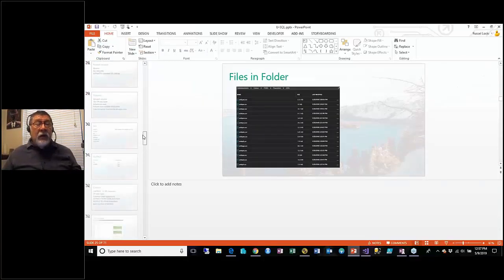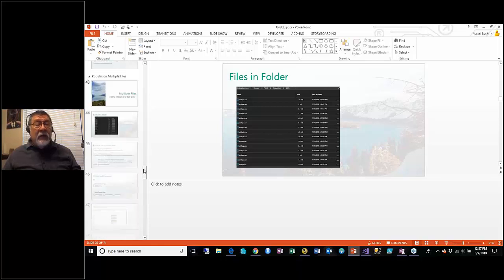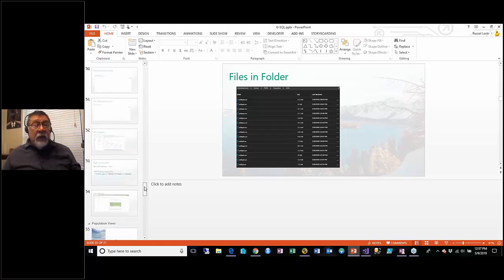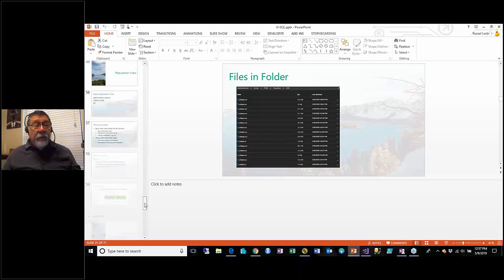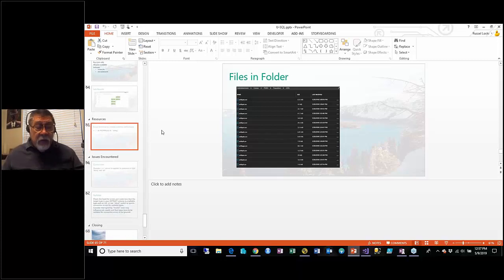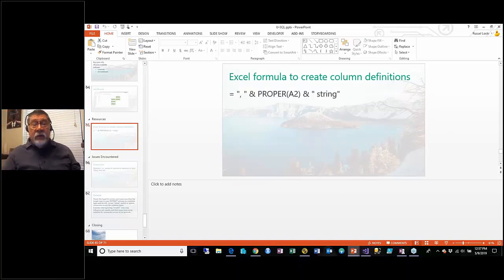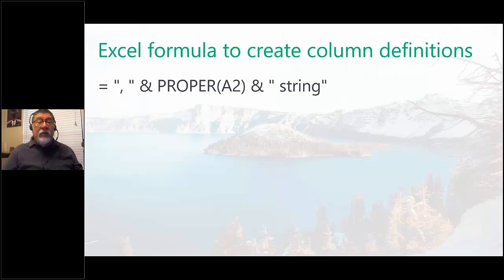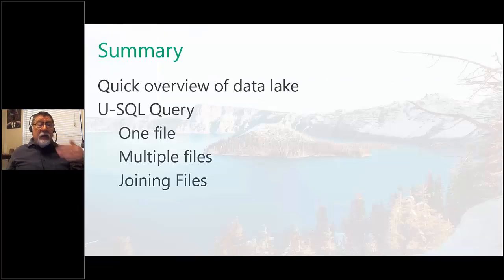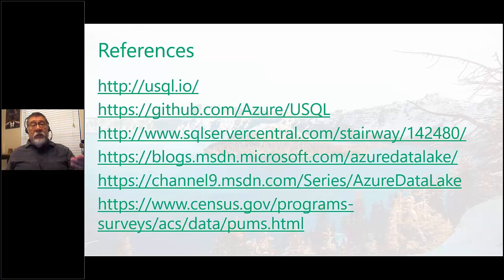I have some notes on different things in here, my data types, and some resources. Okay, so just in closing, we looked at an overview of Data Lake. We looked at how to query one file, then multiple files, and then we looked at joining files. Here are some references you can look at.